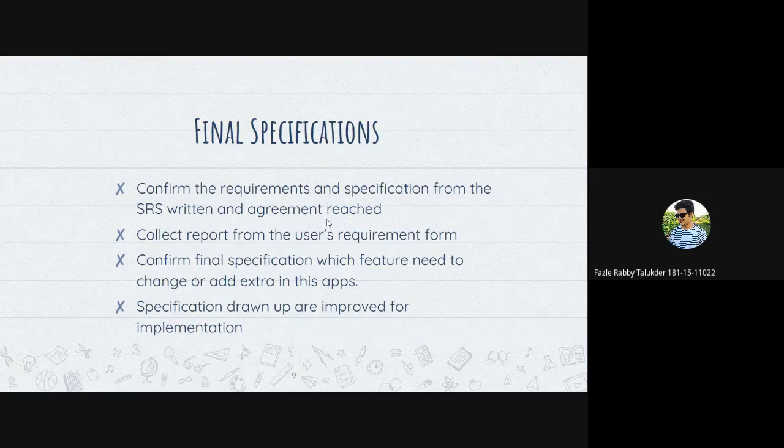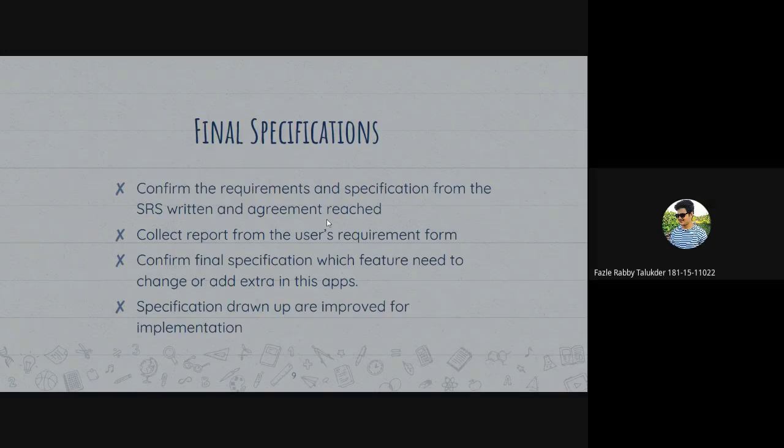Now I am talking about the final specification of this project. Confirm the requirement and specification from the written SRS and the agreement reached. Then collect reports from the user requirement form. Then confirm the final specification, which features need to change and be added extra in the app. Specifications drawn up are improved for implementation.